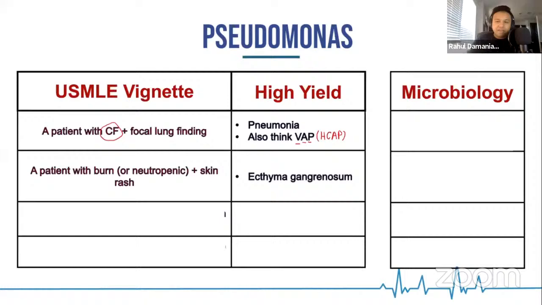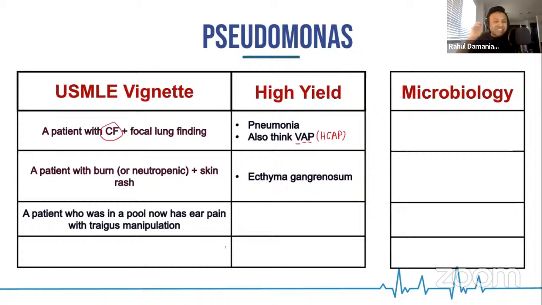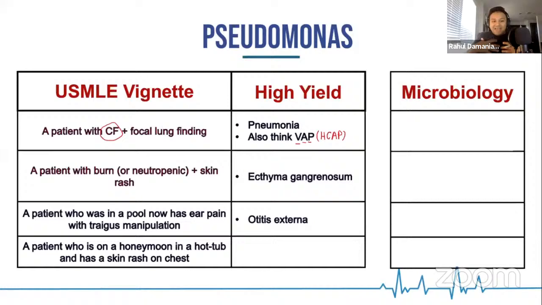A patient who is in a pool and now has ear pain with tragus manipulation. We talked about that. And that is otitis externa. And then finally, a patient who was on a honeymoon in a hot tub and now has a skin rash on the chest. You're going to be thinking of hot tub folliculitis. Remember that Pseudomonas loves this wet, moist type of environment. And so that's why patients with diabetes who, for example, have a rusty nail that they step on or some sort of foot ulcer, you're going to be thinking of that green nail syndrome, which is also going to be related to Pseudomonas.